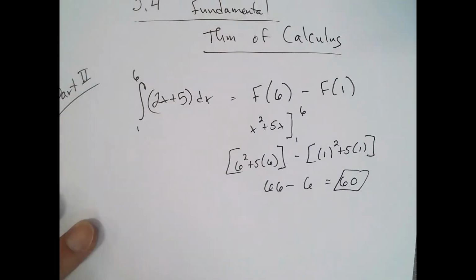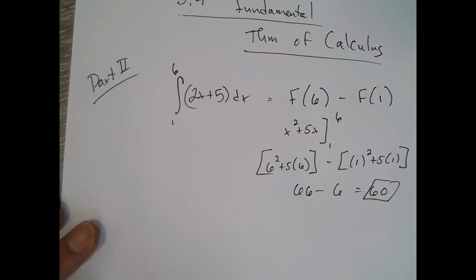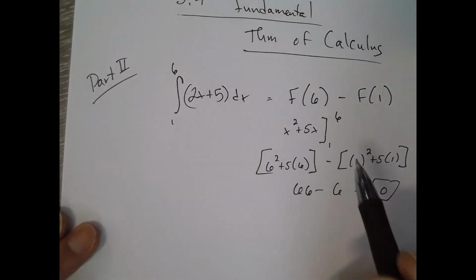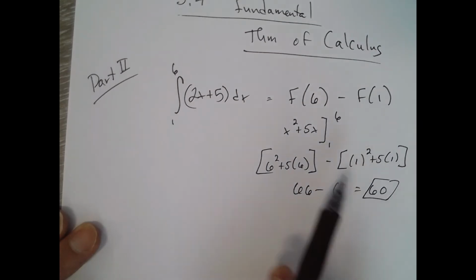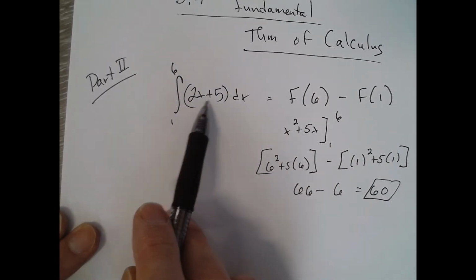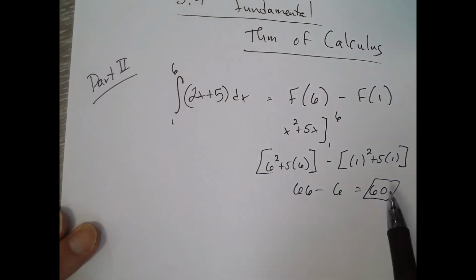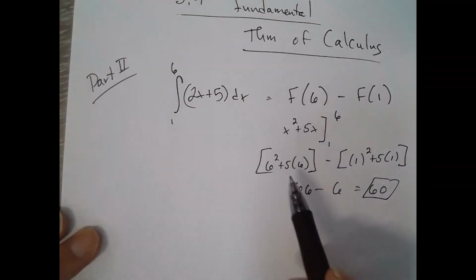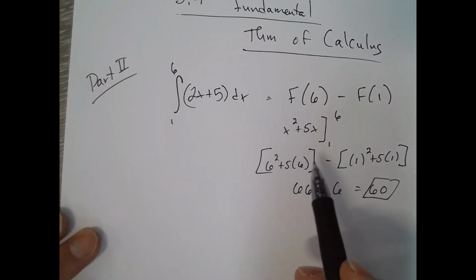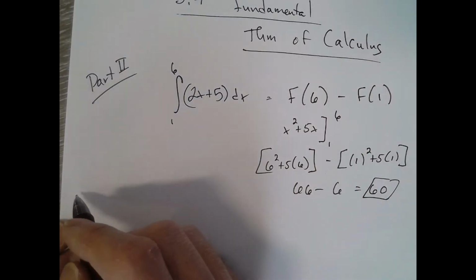So this is part 2, where you evaluate integrals using antiderivatives, and the result is the amount of area found between the curve, or in this case line, and the x-axis. So we get 60. So that's part 2. And we're going to spend a lot of time on part 2 the rest of the year. But I'd like to introduce you to part 1.